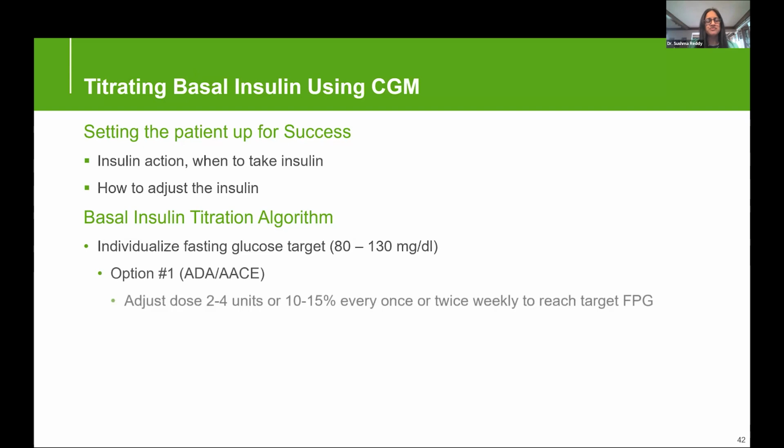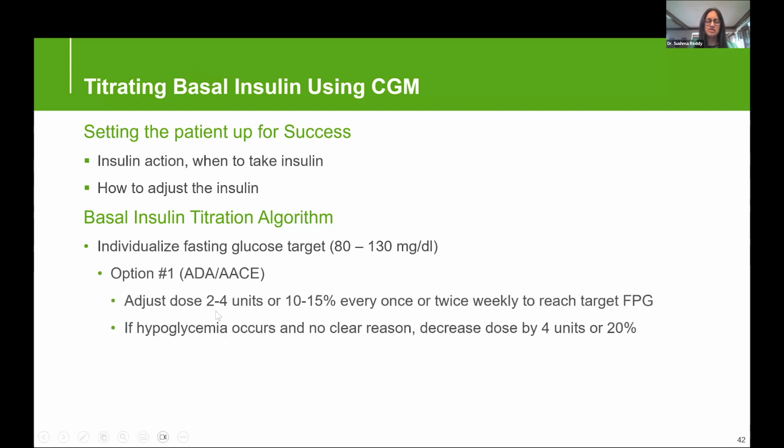So this is option 1. This is what the ADA recommends. They want you to adjust the dose by 2 to 4 units, once or twice a week to reach the target. And if the patient has a low glucose, then decrease by 4 units or 20%. Personally, I find it's difficult for patients to remember once a week, twice a week.